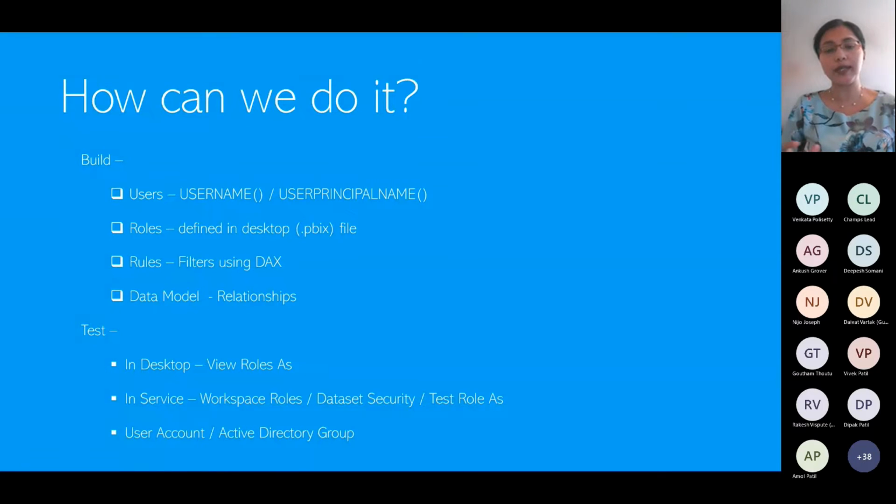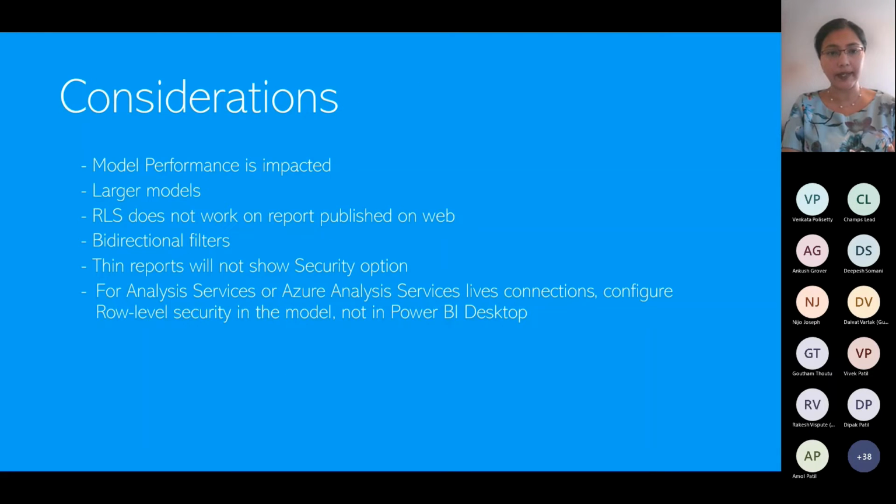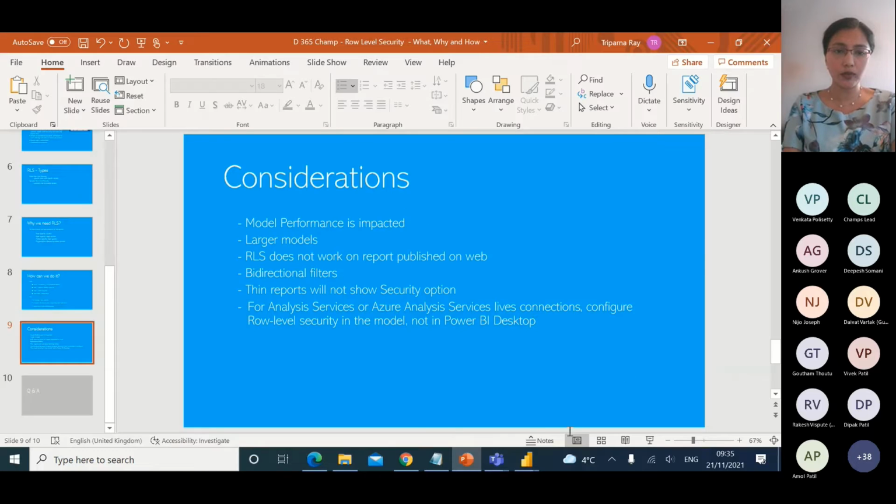And then Test as role. This is an option where we impersonate that user. Like I am impersonating myself as James and seeing what James will see with this setting. It can work at two levels. One is that a user account can be directly added. Another is that an Active Directory group can be directly added. So organizations which maintain Active Directory can do this one. We'll come to the considerations at the end.